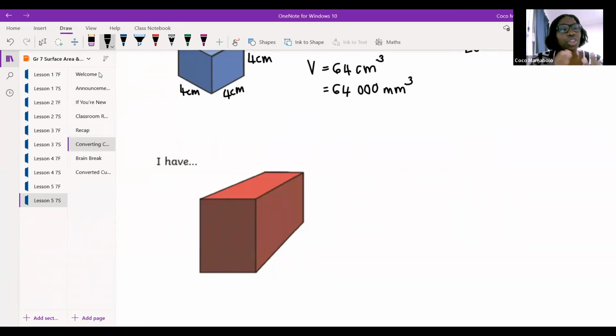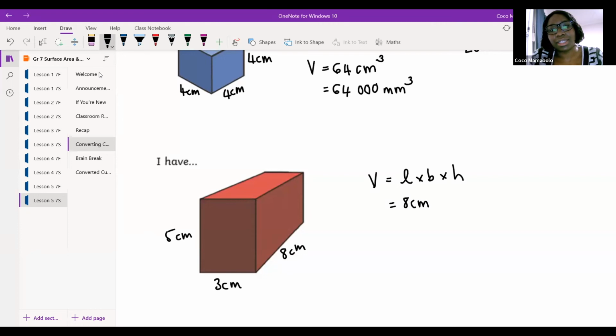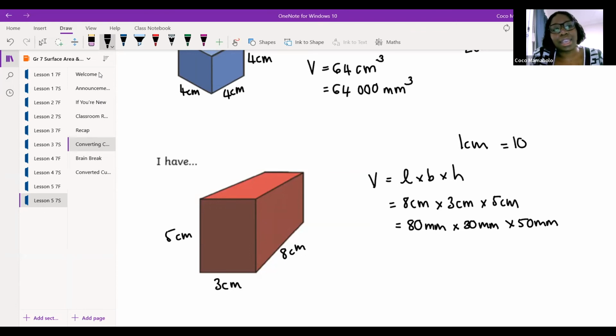All right. So now, guys, the cube, this one isn't as easy, right? It's not as easy. And I'm going to show you guys how complicated this particular one is. Now, if I had to say here, this is 3 centimeters, this is 8 centimeters, and this is 5 centimeters. And we wanted to convert this into millimeters. I know that my volume is going to be length times breadth times height. So then I'm going to have 8 centimeters times 3 centimeters times 5 centimeters. Now, if I have to convert this into millimeters, what I'm going to get is 80 millimeters times 30 millimeters times 50 millimeters because 1 centimeter is the same as 10 millimeters.